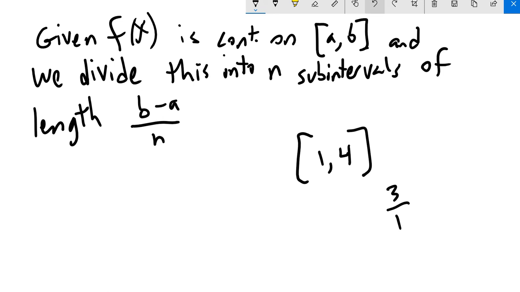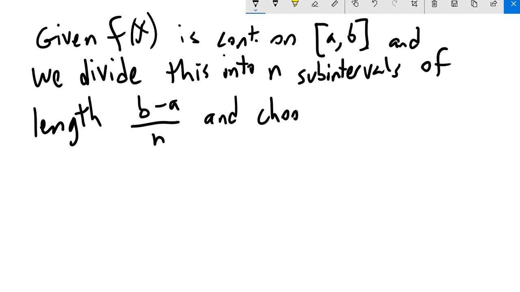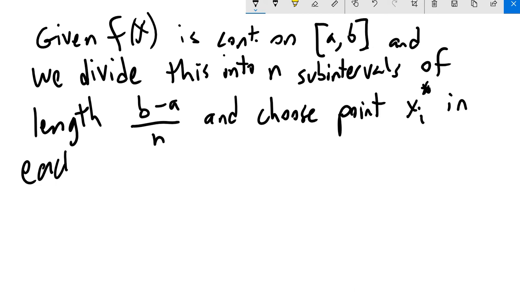So let's kind of go back to where I was. So here I was saying a and b, so b minus a divided by n. And what we're going to do is we're going to choose a point xi star, I'll tell you what that means in a second, in each interval. So what xi star is we're saying within the ith interval, we're going to choose some point.